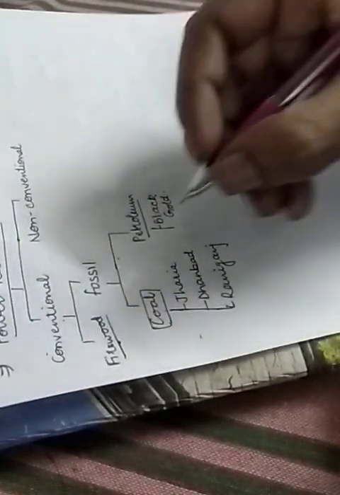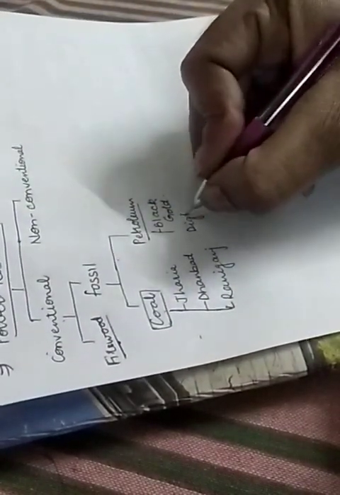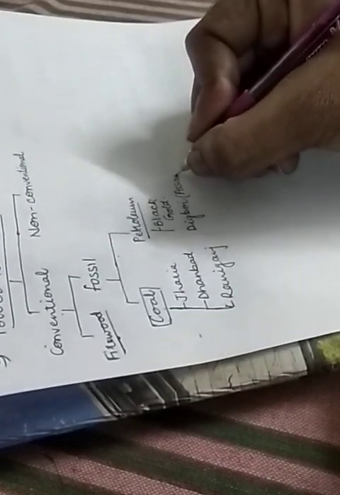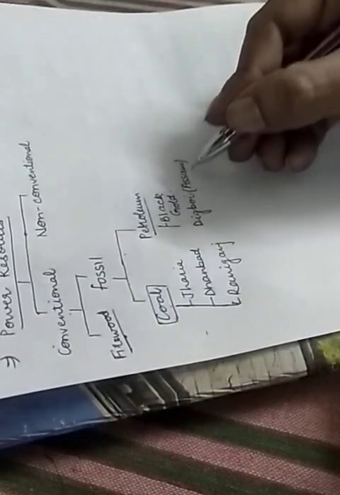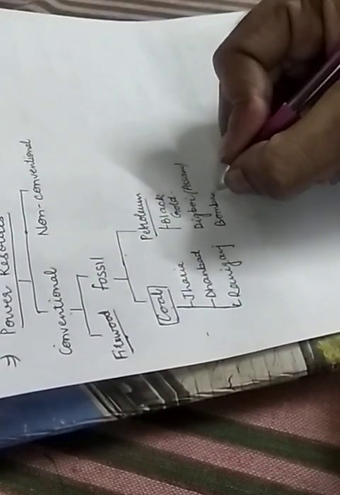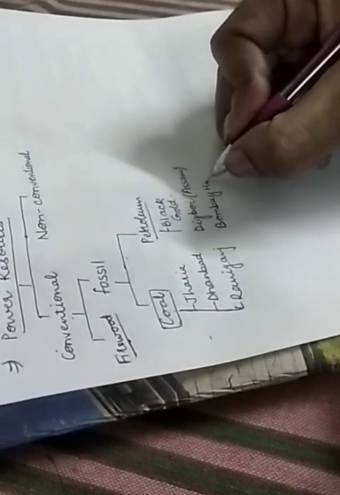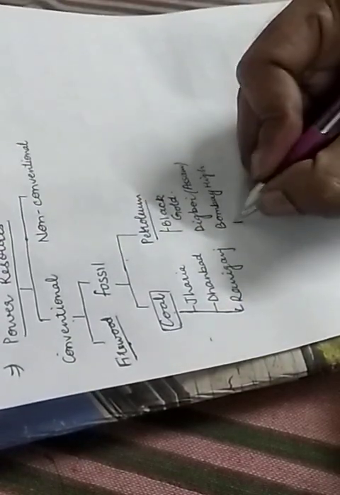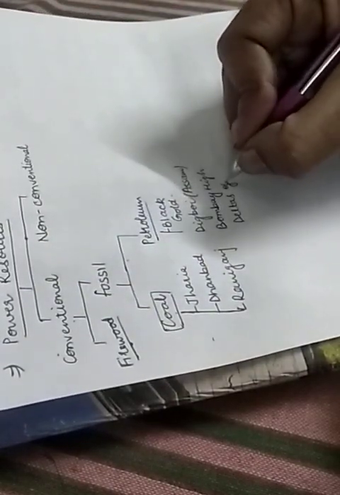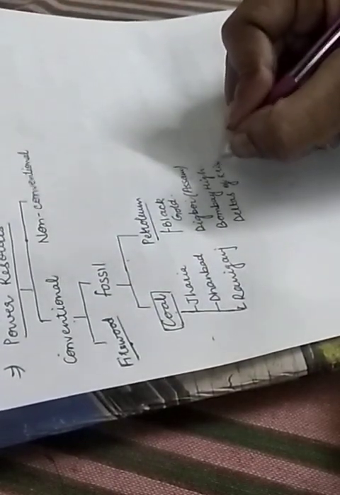In India, they are found in Digboi, Assam. It is an on-field refinery. Bombay High. And recently, in the 90s, it was found in the deltas of Krishna and Godavari.